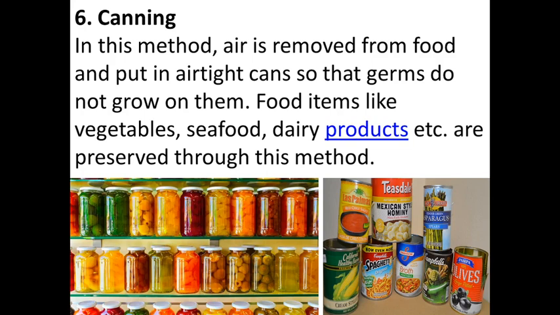Now again, with the help of the name you can understand. Canning means what? Can. In a can we are storing that food. See the canning process I have written. In this method, air is removed from food and it is put in airtight cans so that germs do not grow on it. Okay, it means vacuum packing is there. Sometimes vacuum packing and canning are the same type of methods.